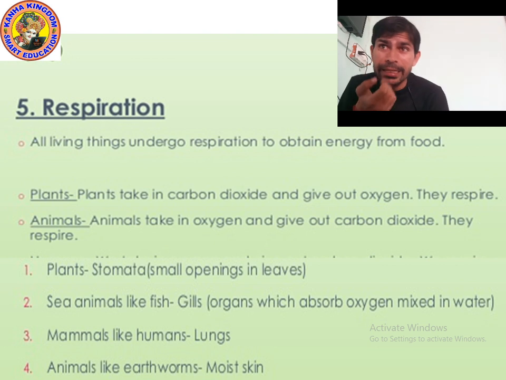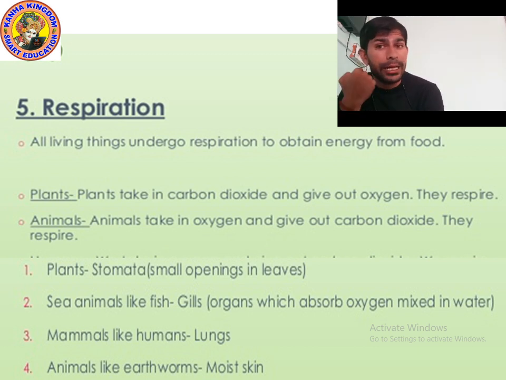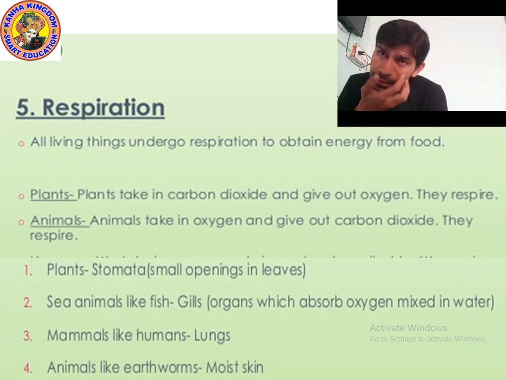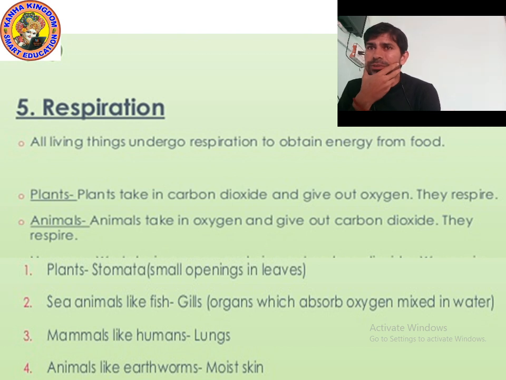But during the day, plants take in carbon dioxide and give out oxygen. And we animals do the opposite. During the day, we take in oxygen and release carbon dioxide, and at night we take in carbon dioxide and release oxygen. Yes, so we do just the opposite.